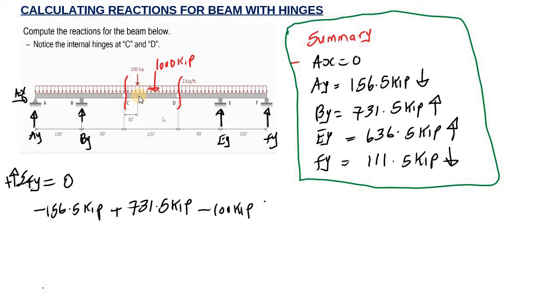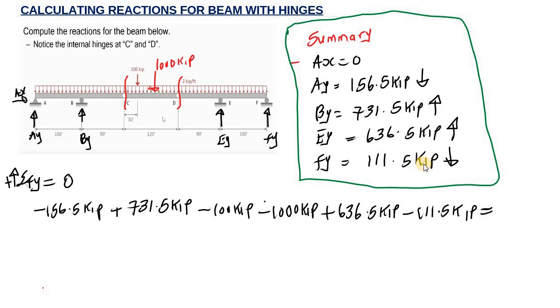Then the next force we have is 1000 kip. This is acting downward, so this is negative 1000 kip. Then the next force we have is EY. As you can see, EY is acting upward, so this is positive 636.5 kip. And now lastly, we have FY, which is 111.5 kip, and this is acting downward, so this is negative 111.5 kip. Now, this needs to be equal to 0.